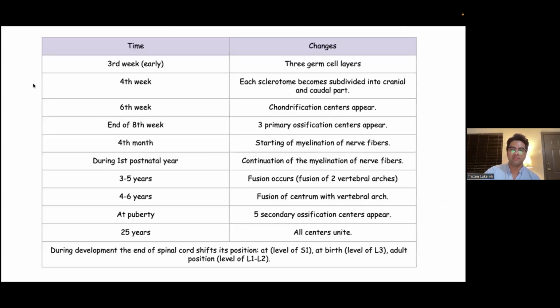This also gives us a bit of a timeline in terms of the embryology. You can see discussed here your germ cell layers, your sclerotomes, ossification, myelination, fusion of your vertebra, etc. And at what age, from fetal life straight up until adult life, these things occur.